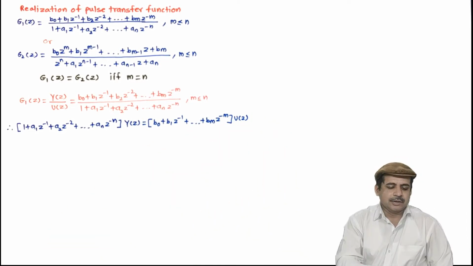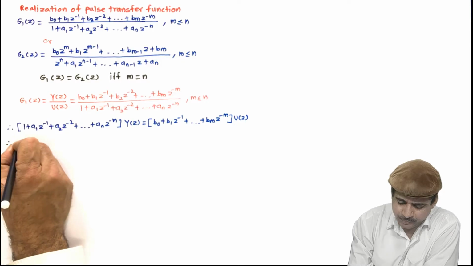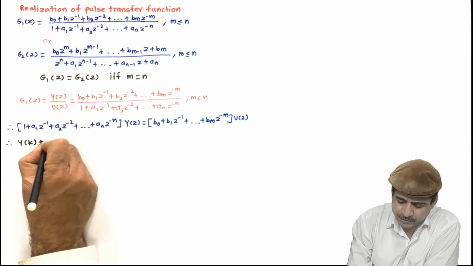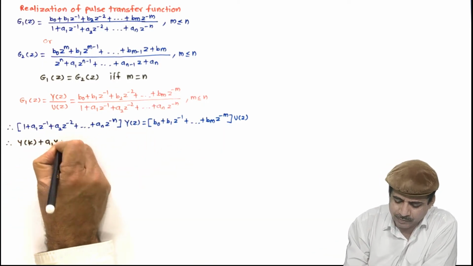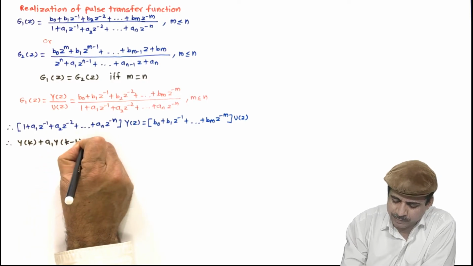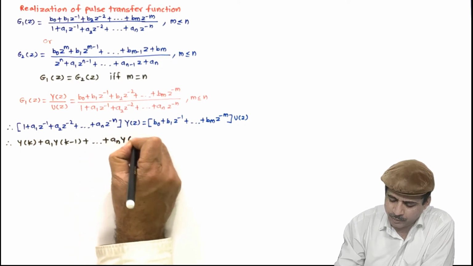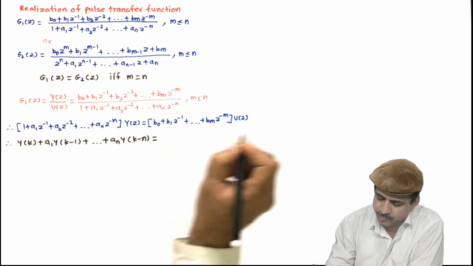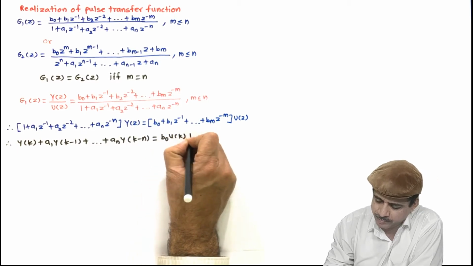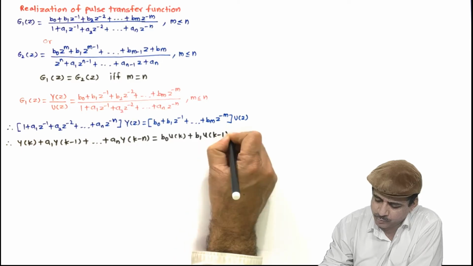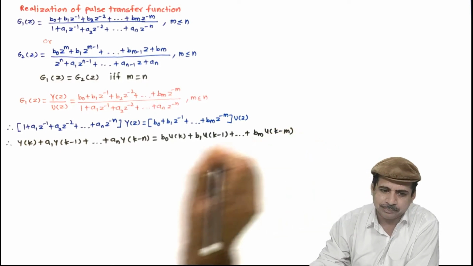And now taking inverse Z transform of y of z, it's y of k plus A1 z raised to minus 1 y of z has inverse Z transform A1 y of k minus 1, and so on up to An y of k minus n, and this will be equal to B0 u of k plus B1 u of k minus 1 so on up to bm u of k minus m.